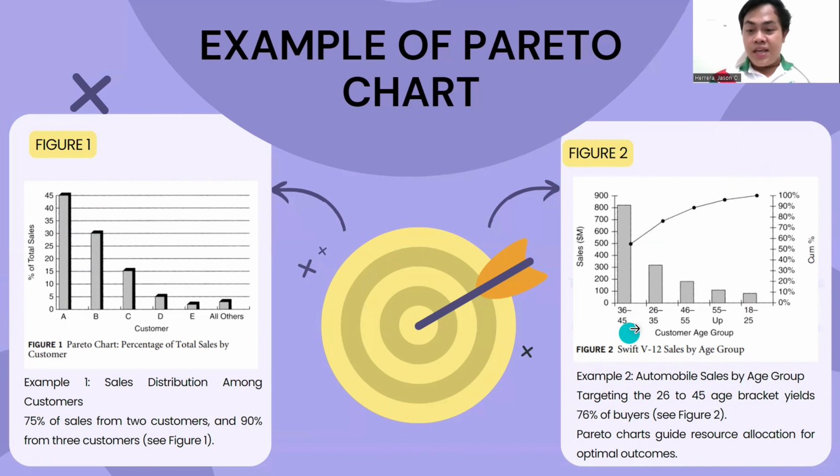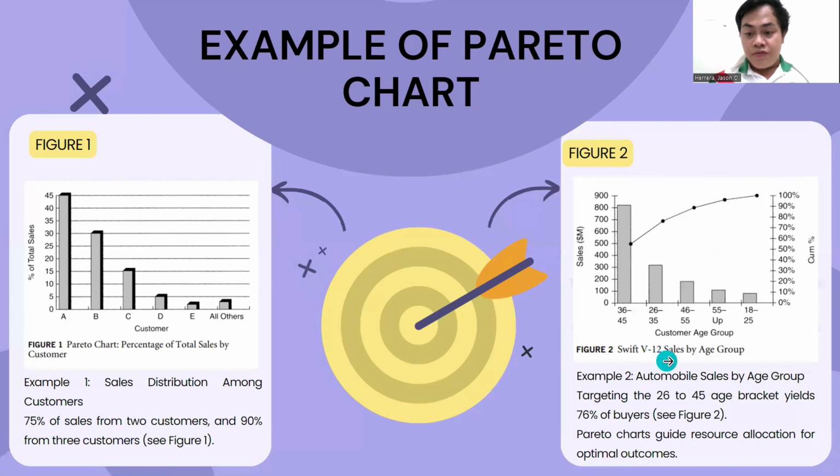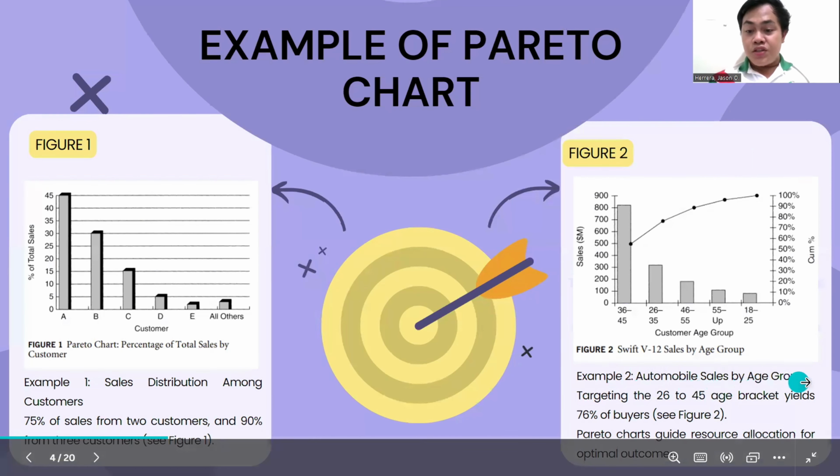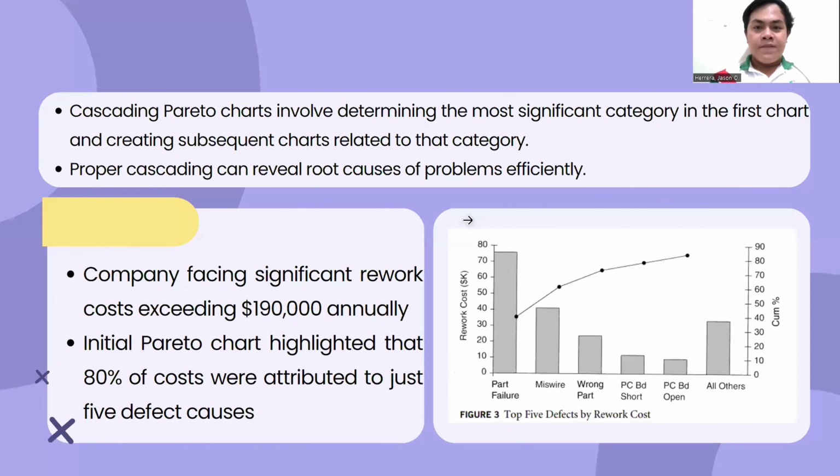In figure two, you can see actually this is the cumulative line. In example two, figure two, Swift V12 sales by age group, automotive sales by age group, targeting the 26 to 45 age bracket. Why? Because in this cumulative line, you can see that 73% of buyers are in the bracket of 36 to 45 and 26 to 35. That's why if they focus their priority on this bracket, they ensure that 76% of their buyers are covered. And next is the cascading Pareto chart.